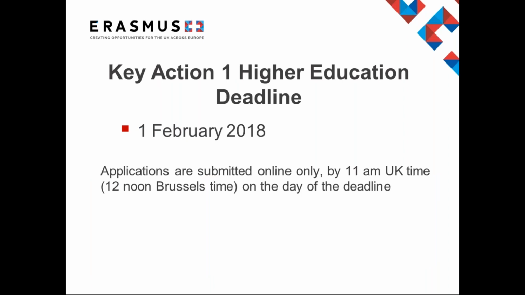So as a reminder for the deadline for Key Action 1 funding, for Key Action 1 for higher education, there is only one application round. The deadline for this application round is the 1st of February 2018 at 11 AM UK time. If you refer to the programme guide, you'll see that the time there is shown as 12 o'clock. That is Brussels time, where the European Commission is based, or Central European time. But just bear in mind, if you are thinking about submitting an application form, that the deadline is 11 AM UK time on the 1st of February 2018.